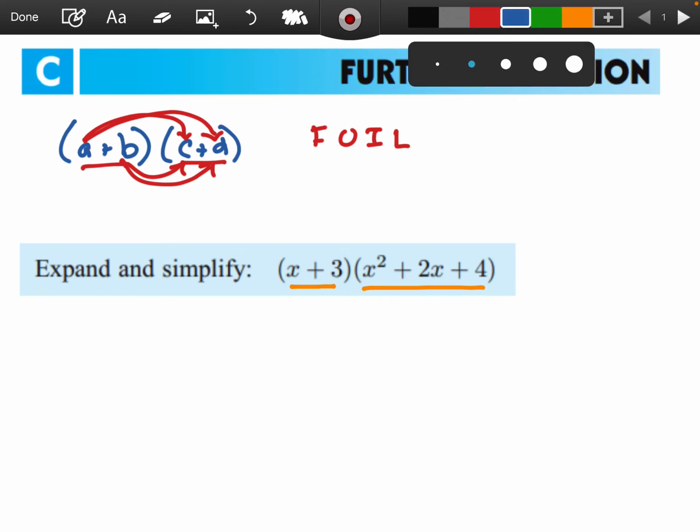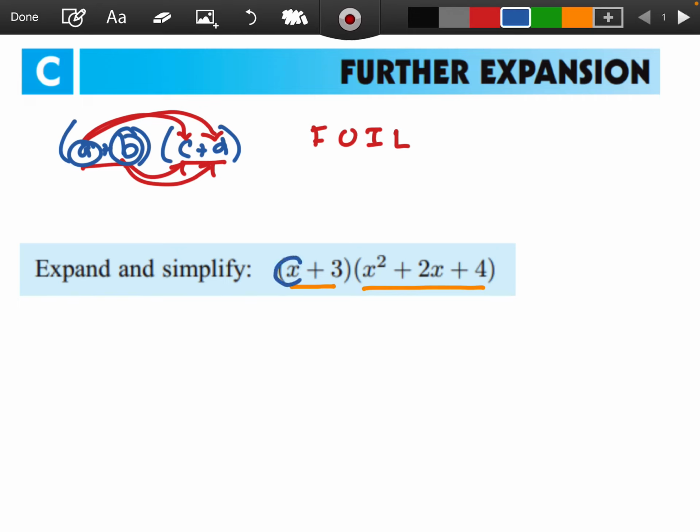So yes, we use an acronym for FOIL, but essentially you're taking the first term in the set of brackets and multiplying it by everything in the second set. Then you're taking the second term in the first set of brackets and multiplying it by everything in the second set. And that's exactly what you're going to do when you encounter a larger problem such as the one below.